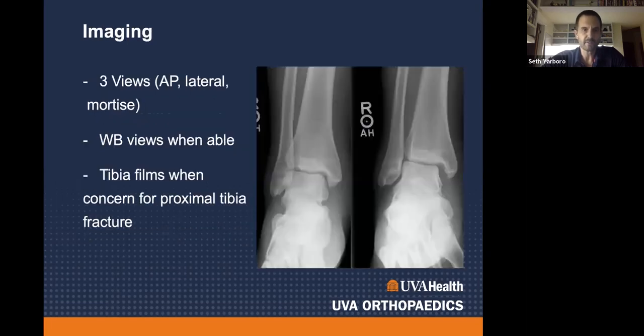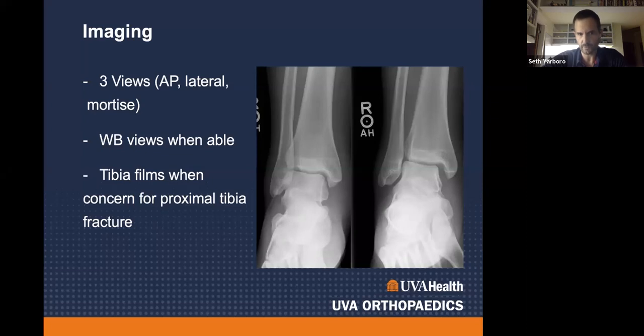So from an imaging standpoint, really talk about three views of the ankle: AP, lateral, and mortise view. The AP is shown on the left. The mortise is on the right, and you can see the joint space is much better there, and that image is a little concerning for what's going on with the medial joint space. So really, anytime you can get weight-bearing views, it's nice to. That's usually not feasible in the acute fracture setting or the acute injury setting, just because weight-bearing would be too painful. And then get full-length tibia films.